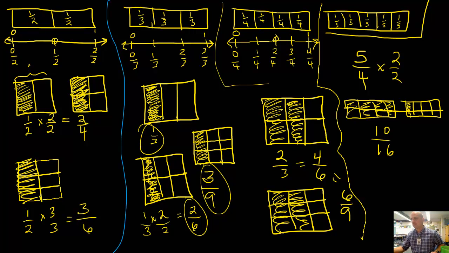Yeah. But it's not out of 16. See, that's where I went wrong. What was I thinking of? It's not out of 16. It's actually out of 8 still. See, I made a mistake there. Sorry about that. So anyways, that's equivalent fractions.